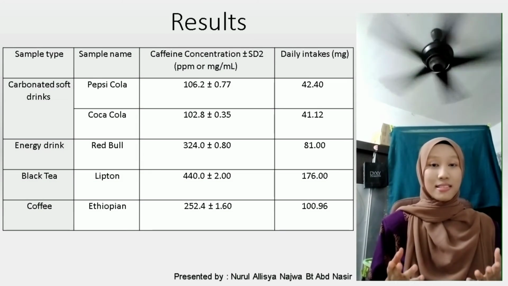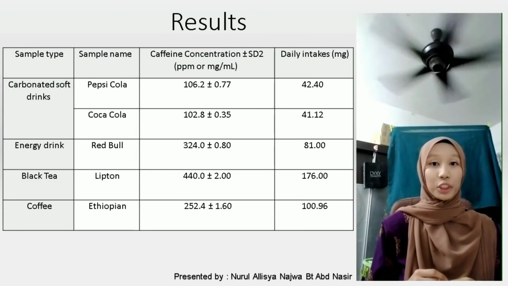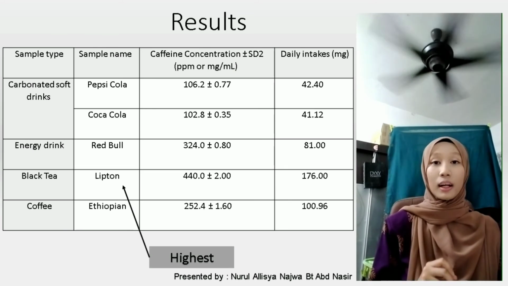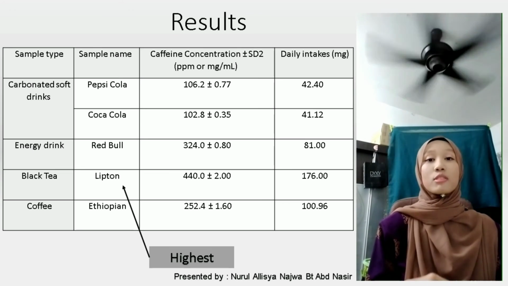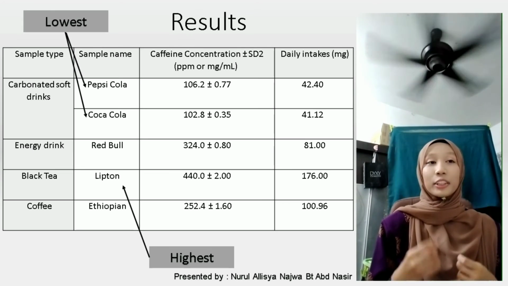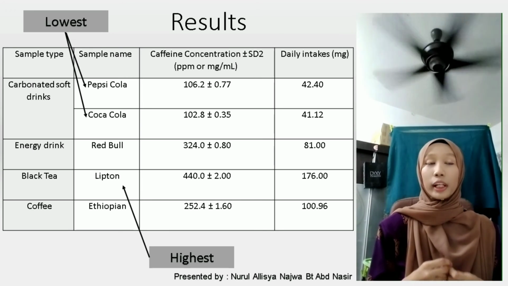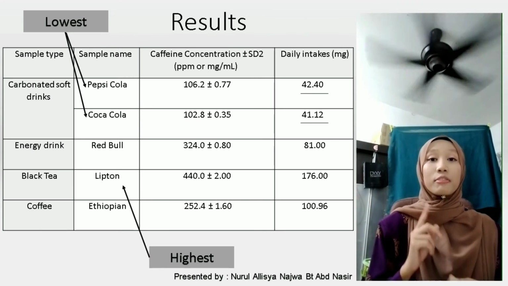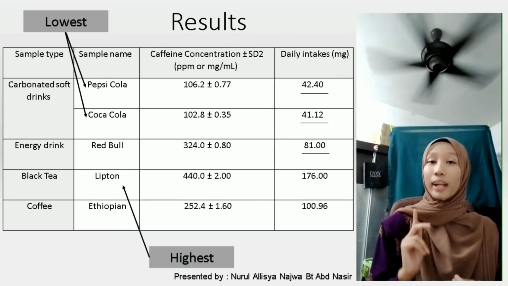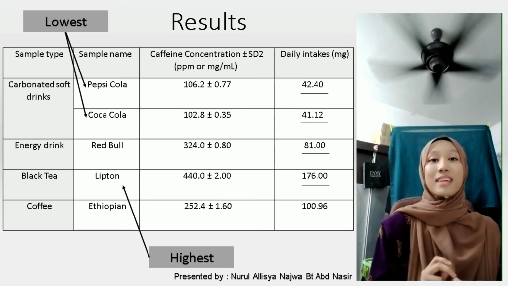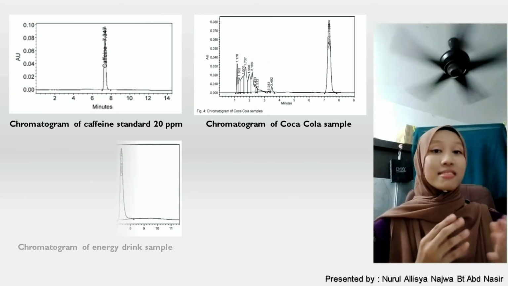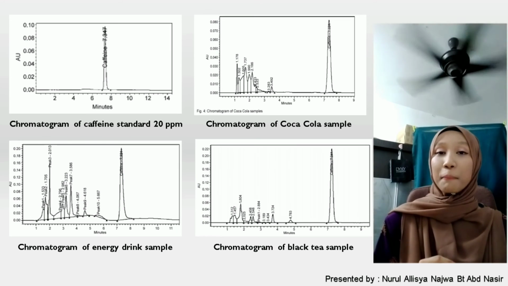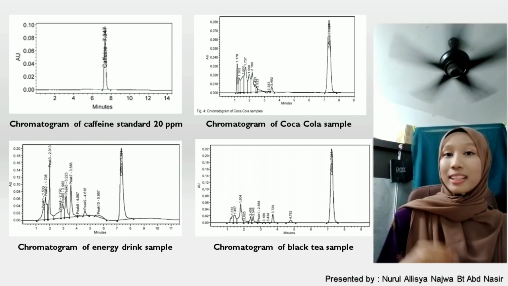From these results, we can see that the highest caffeine concentration in beverage samples was obtained in the tea sample. This was followed by energy drinks, then the coffee sample. The least was obtained in both carbonated drinks. The mean values of caffeine daily intake were 41.76 mg for carbonated drinks, 81 mg for energy drink, 176 mg for tea, and 101 mg for coffee. These are the chromatogram graphs obtained for caffeine standard 20 ppm, Coca-Cola sample, energy drink sample, and black tea sample.